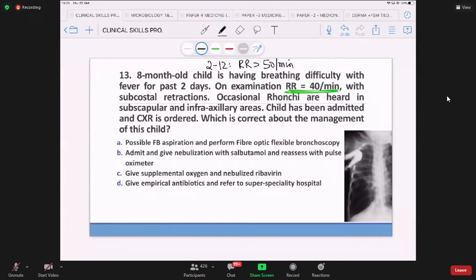Rhonchi are heard in the chest of this patient in the subscapular and infra-axillary areas. And what is the correct management of this child? He has given you just a part of the X-ray, guys. The bottom line is, what is the diagnosis? The diagnosis of this child is small airway disease. Because there is inflammation of the small airways, the clinical diagnosis is bronchiolitis, and this bronchiolitis would usually be caused by respiratory syncytial virus. If you look at option A, it says possible foreign body aspiration. Now, babies can have foreign body aspiration, but that will not contribute to any kind of rhonchi in the chest, and even the X-ray per se does not show any very clear foreign body.